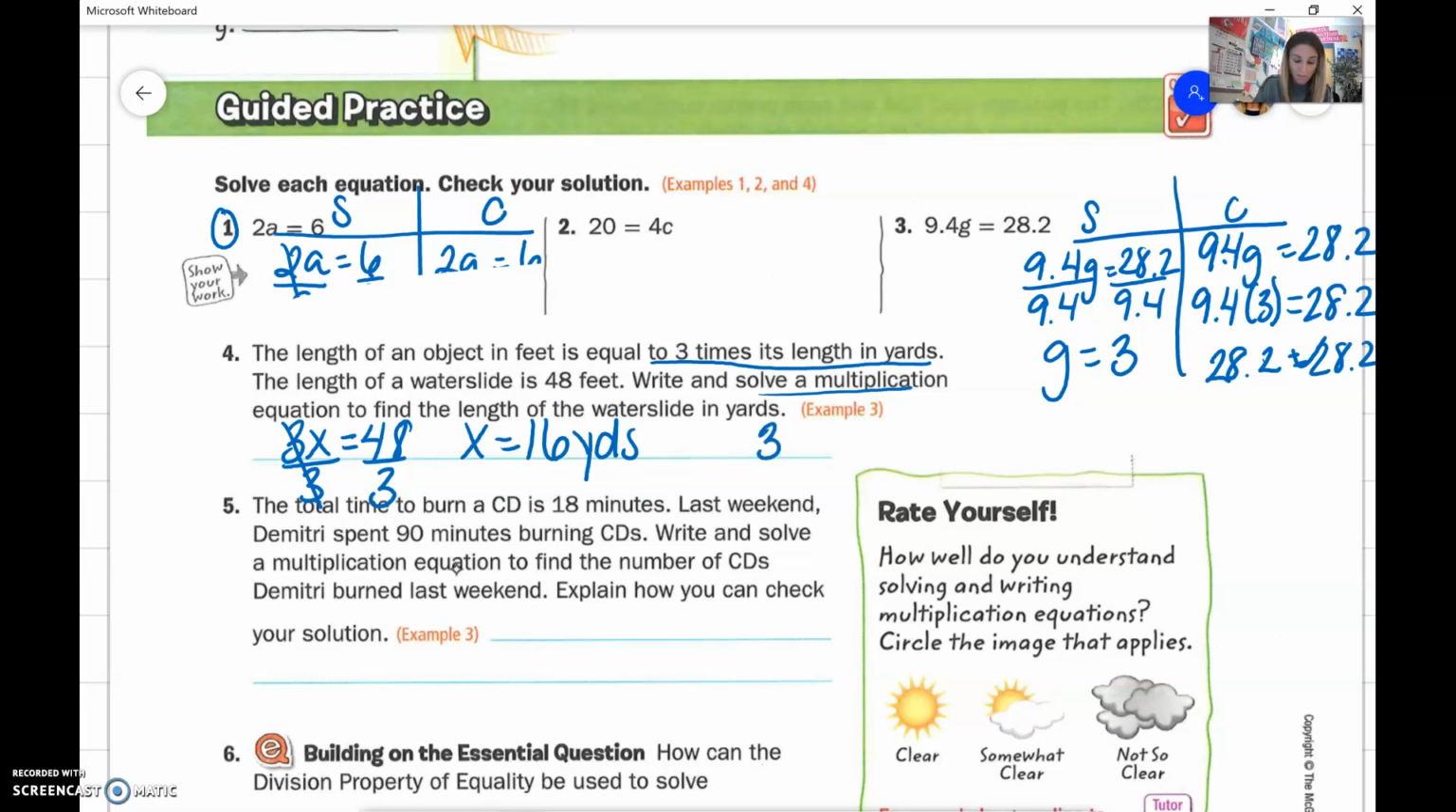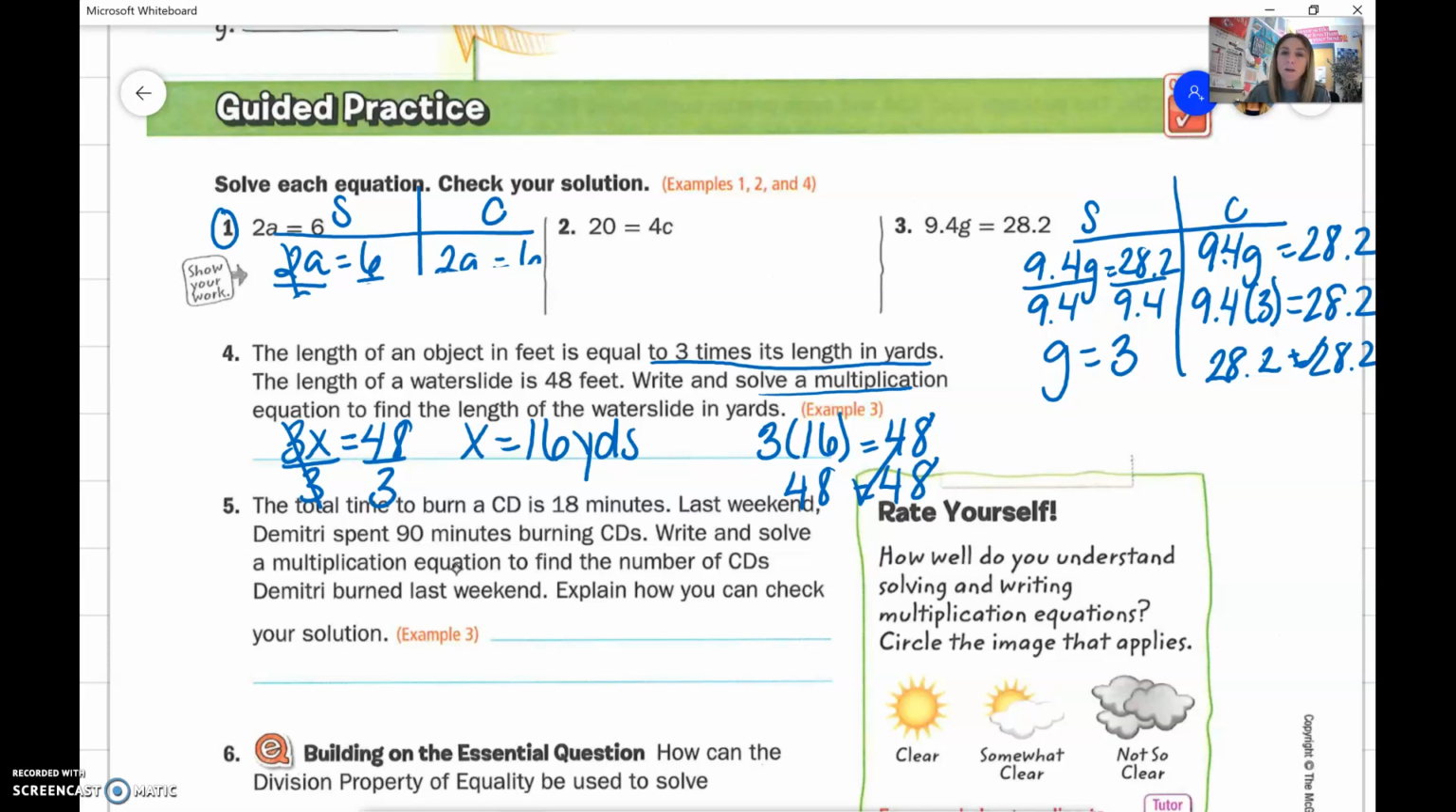So now I'm going to check. 3 times 16, I just ran out of room, and that's okay. Equals 48. 3 times 16 is 48. 48 equals 48. Check. So again, nothing really changes from adding and subtracting to when we go to multiplying. We're just doing the inverse operation, which means we're going to be dividing.